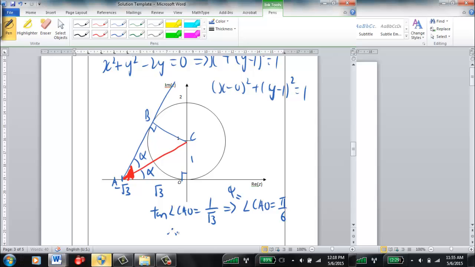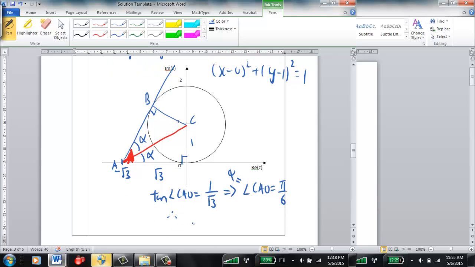So therefore, argument z plus root 3 is equal to 2 alpha, which is 2 pi over 6, which is pi over 3. Finished. See? 5 minutes only.